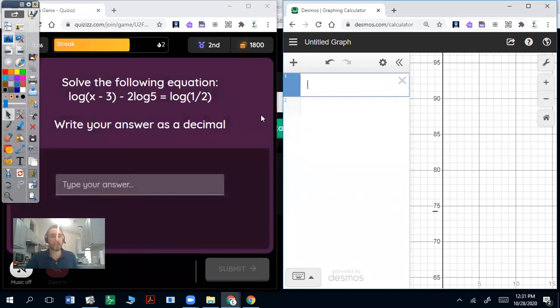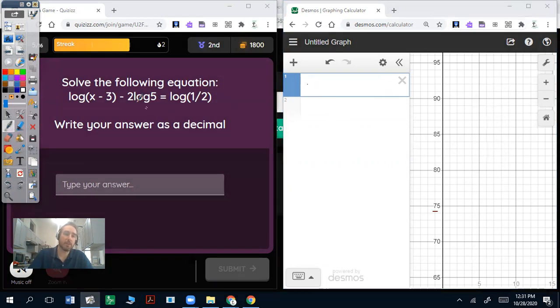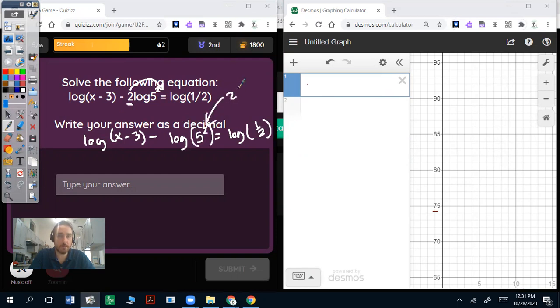Next question, solve the following equation. Log x minus 3 minus 2 log 5 equals log 1/2. Now, I did not include videos going over these log equations, so let me show you a couple tricks. Anytime you have a coefficient out front, move it to the power in here. So that's going to be a second power. We write that as log x minus 3 minus log 5 squared equals log 1/2. 5 squared, of course, is 25.